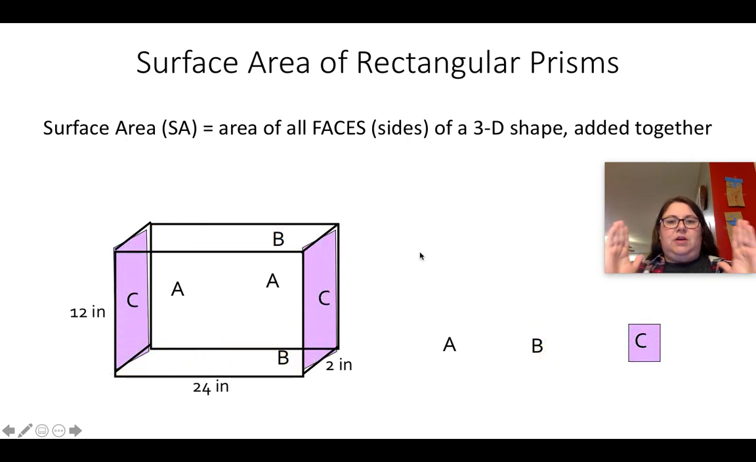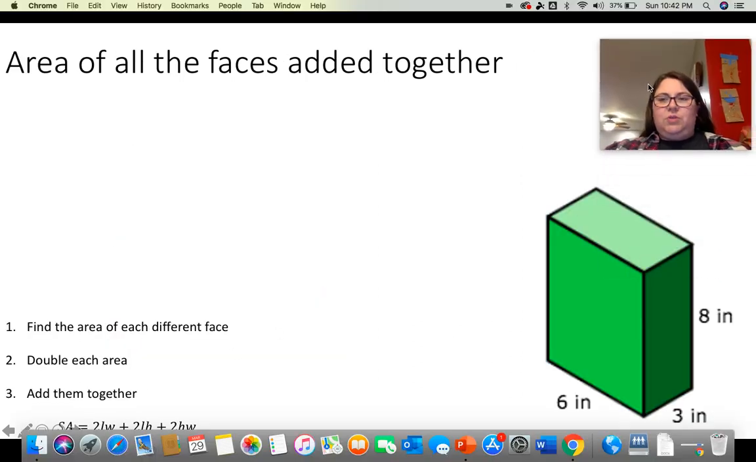And then we've got the area of these sides, these sides C, those match. That's going to be 12 by 2, and again, we would find the area of one shape and then double it. So basically, surface area says take all the sides and add them together. So we're going to start with this question here, or we're going to try, and see if technology works.